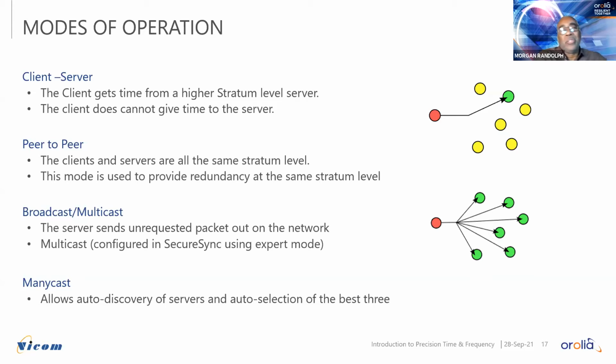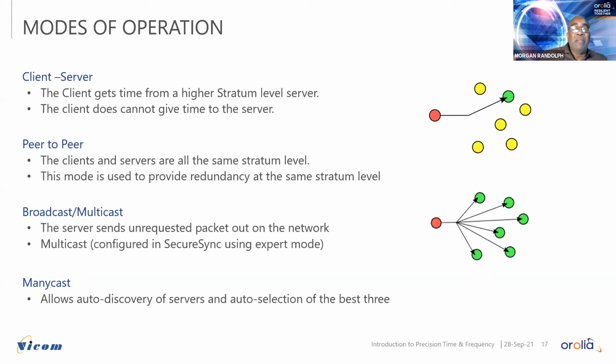In a peer-to-peer situation, the clients and servers are all at the same stratum level. We don't do peering at the stratum 1 level. That's not recommended. But at the stratum 2 level, you can do that, and at the stratum 3 level. So in the first example I gave, you have a GPS device, and then below it, the stratum 2 device, which is just strictly NTP, there's no GPS to it.